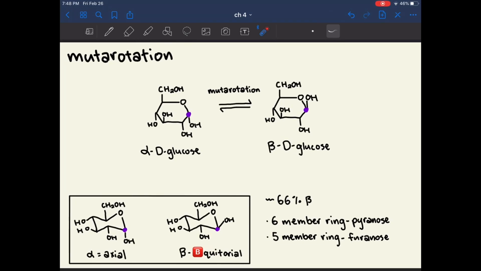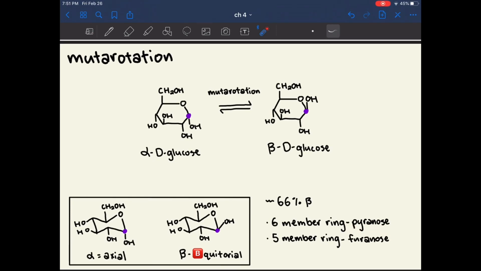How I remember the difference between alpha and beta sugars is that if you look at the chair formation, you'll see that the alpha sugar has the OH group going axial, so alpha for axial, and the beta sugar has the OH group going equatorial, so beta for equatorial. The beta version of the sugar is slightly more stable, and so in your body about 66% of glucose or of most sugars will be in the beta formation. And a 6-member ring is known as a pyranose, while a 5-member ring is known as a furanose. So glucose most commonly forms a 6-membered pyranose.